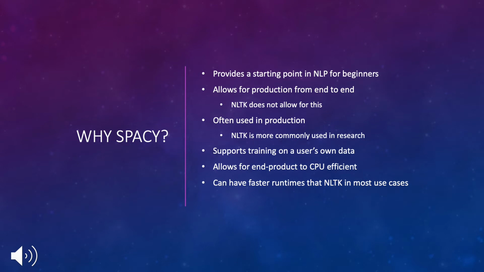There are a couple reasons as to why someone can choose spaCy. It provides a starting point in NLP for beginners. It also allows for production from end to end, unlike NLTK. It is often used in production, whereas another commonly used tool, NLTK, is more used in research. spaCy provides the ability to support training on a user's own data and allows for the end product to be a CPU efficient product. Oftentimes, it can have faster runtimes than NLTK. Unlike NLTK, it allows for neural network models and integrated word vectors.